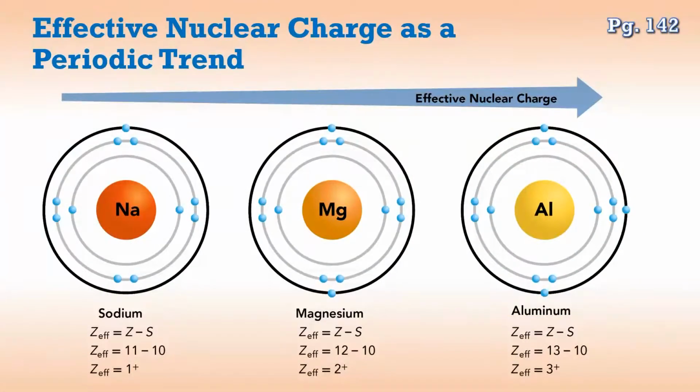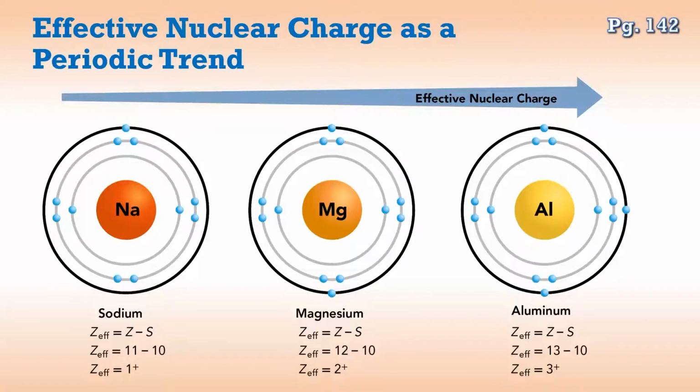This is very easy to calculate, as you can see on page 142. If Z is simply the number of positive charges in the nucleus and S is the number of negative charges in the core electrons, then the effective nuclear charge is Z minus S. So in the case of sodium, sodium has 11 protons in its nucleus, but it has 10 core electrons. So the difference between them, 11 minus 10, is plus 1. Magnesium, the difference is 12 minus 10, plus 2. Aluminum, the difference is 13 minus 10, plus 3.